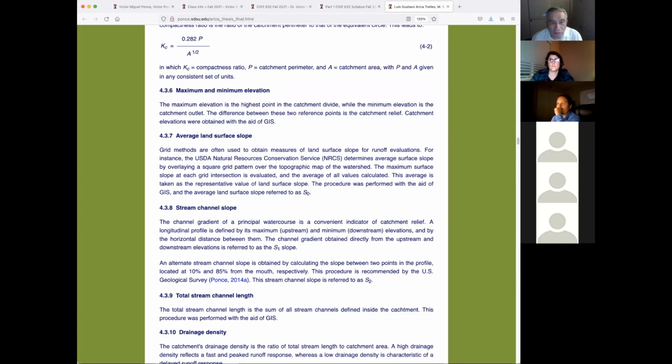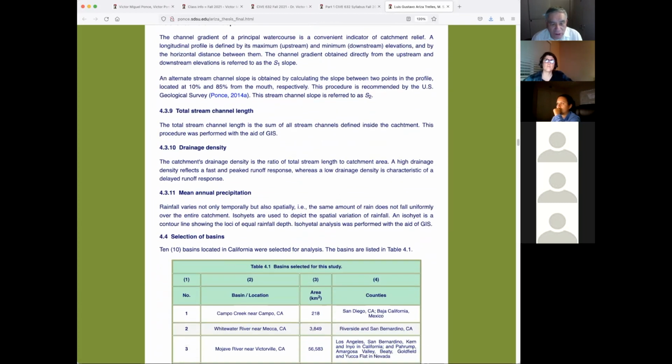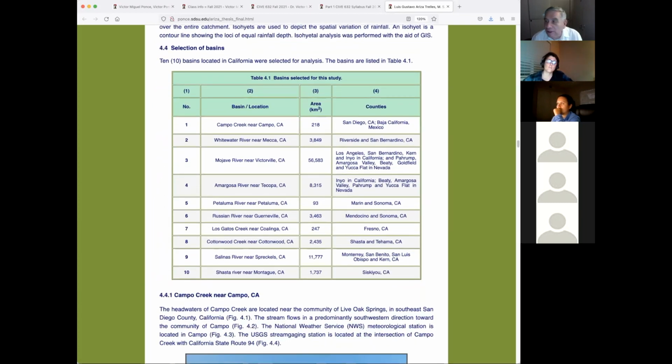So he's talking about the watershed characteristics in here: compact ratio, average land surface slope, stream channel slopes, and these are the various watersheds that he chose. Start with Campo Creek. I told him go to Campo because I like that basin. I've studied the Campo basin extensively over the years. And then the other ones, I gave him some pointers. I said, well, you can go here, you can go there. You know, the hundreds of thousands of watersheds in California. The question is, is there data? So you had to pick the watersheds that have reasonable amounts of data.